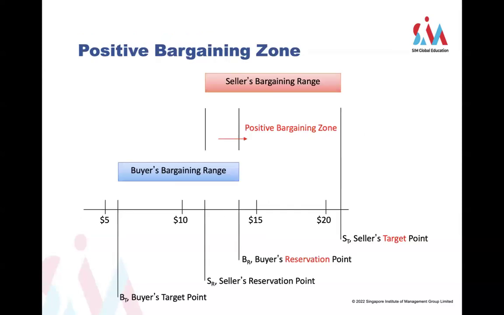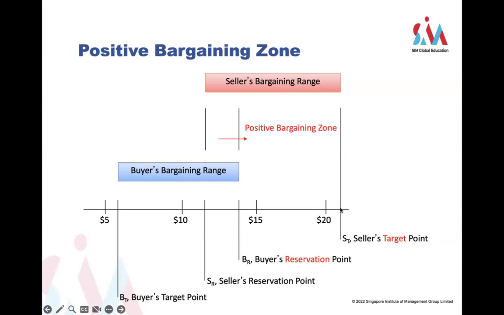So this is a picture of a positive bargaining zone. In our lecture yesterday, we briefly touched on target point. So what is target point? Target point is your aspiration. It is your aim. It is your goal. From a seller's perspective, you want to sell your product at a high price. So you can look at the seller's bargaining range and the seller's target point. In this scenario, the seller's target point is $22.